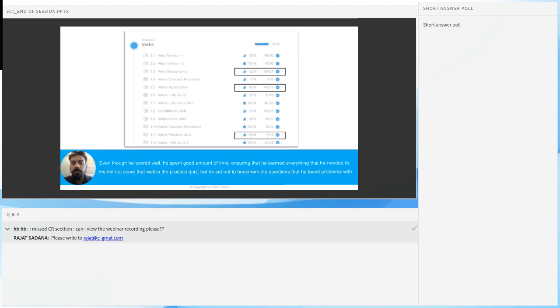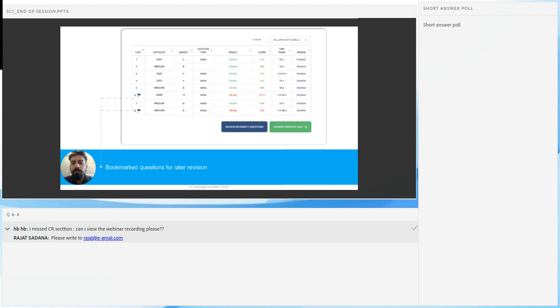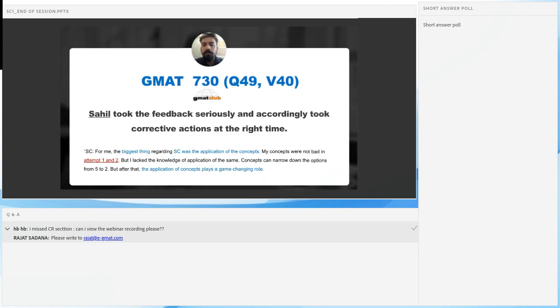Same thing in verb tenses. You can see that he spent over an hour in verb sequencing, but 50 minutes in verbs application. He didn't do as well over here in the practice quiz, but he revised this, and because of which, in the next activity, he got 100%. How do we know he revised this? Because we saw that he bookmarked the questions that he got wrong. Again, we track all of this for you overall.